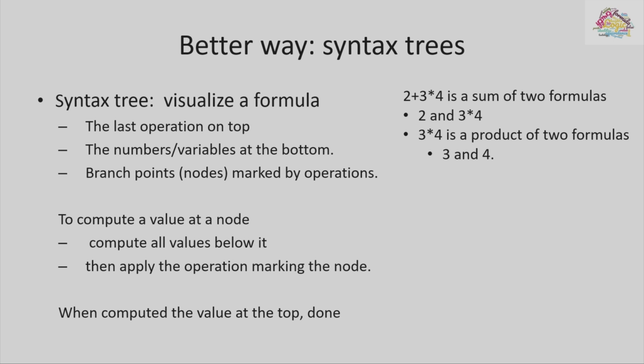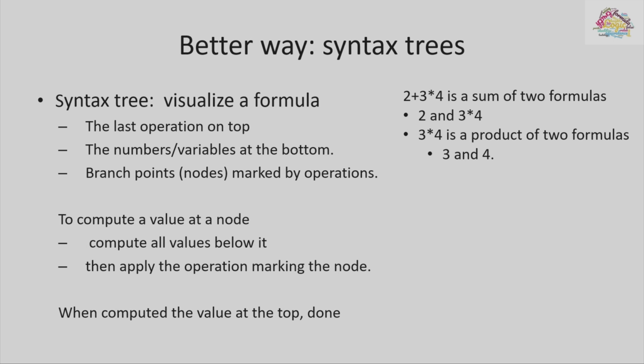The way syntax trees work, they use the definition of what it means to be a formula or an arithmetic expression. And the definition said if you have two formulas and you take a plus between them, you got a formula. If you have two formulas and you multiply the first by the second, you got a formula, right? So for example, when you're looking at 2 plus 3 times 4, it's a sum of two formulas. The first formula consists of just the number 2, and the second one consists of a product of 3 and 4.